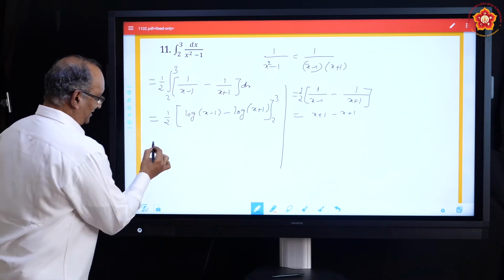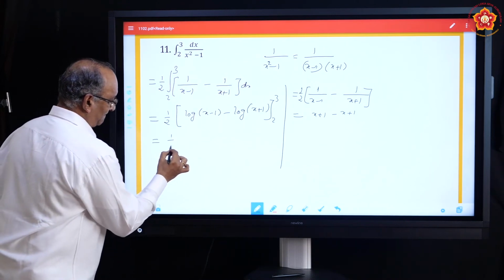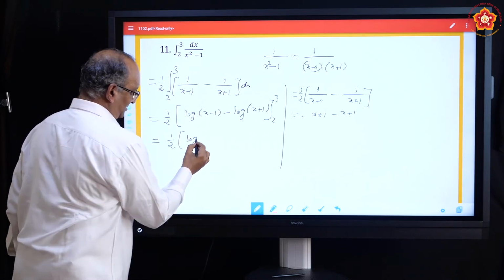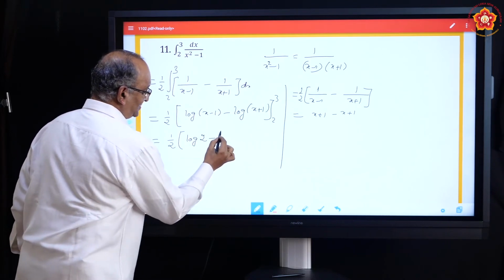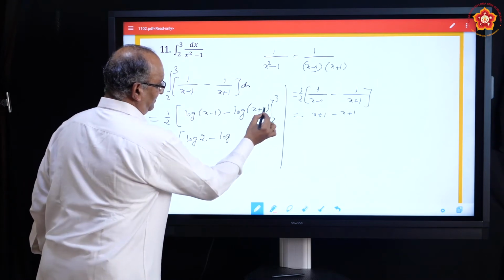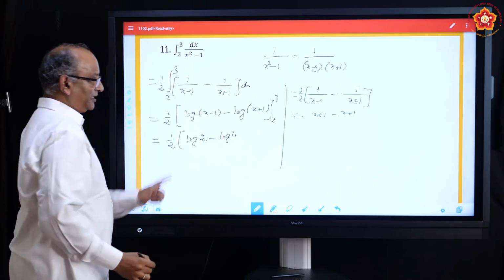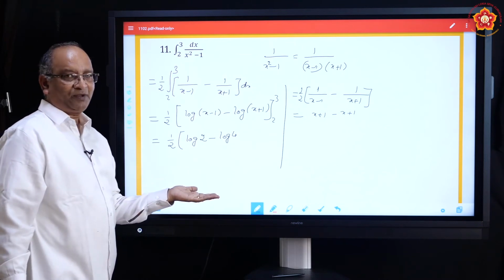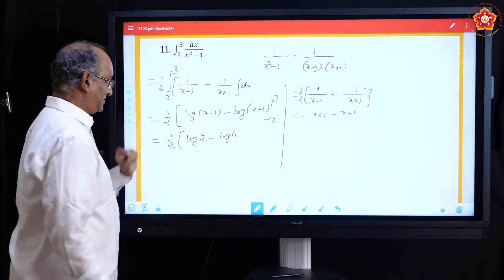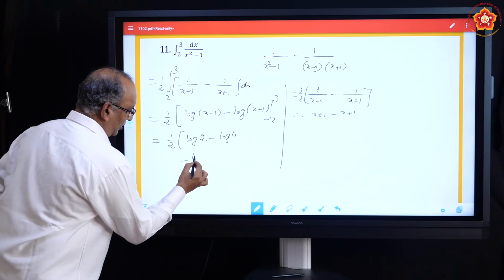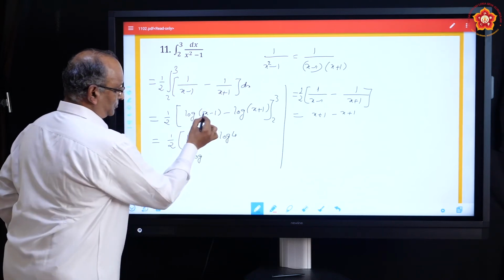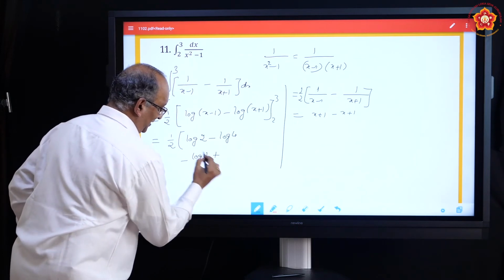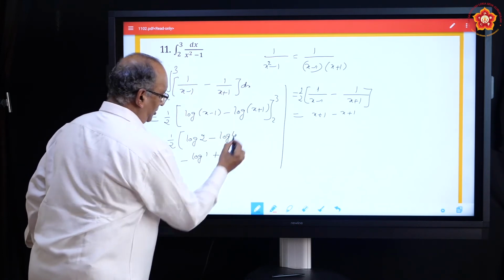So this can be written as, first substitute upper limit, log, substitute 3. 3 minus 1 is 2, minus log 3 plus 1 is 4. So we substituted upper limit. Now substitute lower limit. When you are substituting lower limit, remember sign is minus. So minus of log, substitute 2. 2 minus 1 is 1. Minus of minus, that will become plus, and it will become log 3.